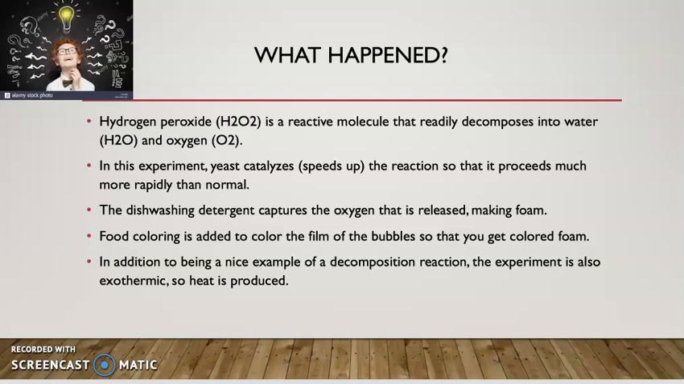What happened? Hydrogen peroxide is a reactive molecule that readily decomposes into water and oxygen. In this experiment, yeast catalyzes, which means to speed up the reaction so that it proceeds much more rapidly than normal. The dishwashing detergent captures the oxygen that is released, making foam. Food coloring is added to color the film of the bubbles so that you get colored foam. In addition to being a nice example of a decomposition reaction, the experiment is also exothermic, so heat is produced.